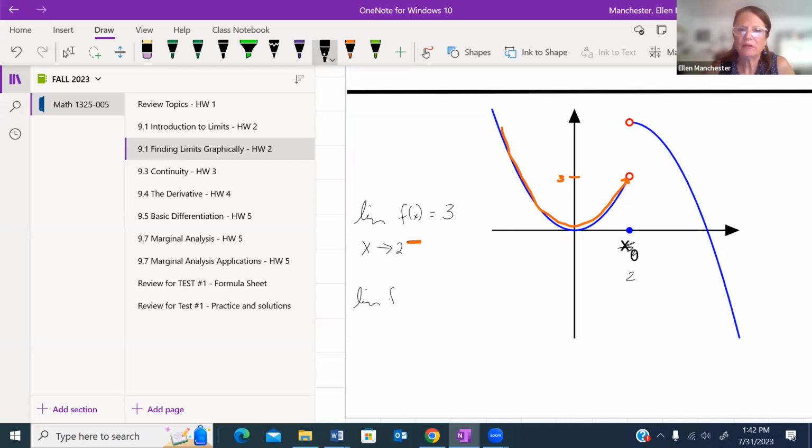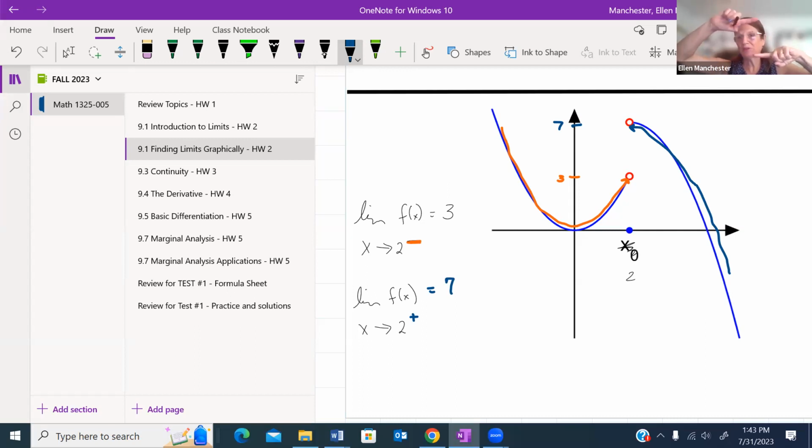The limit of my function as x approaches 2 from the right. Now you see there's no graph here. So from the right, I'm heading on this side. I'm still heading towards the x value of 2, but it's going to come up here, and we're going to call this 7. It's heading towards 7. So from the left, I'm heading towards 3. From the right, I'm heading towards 7. My fingers are not coming together.